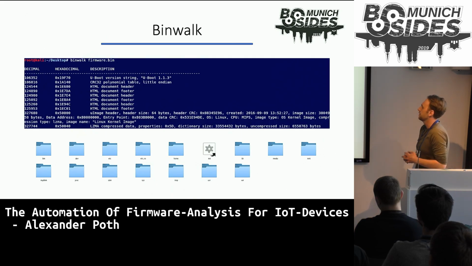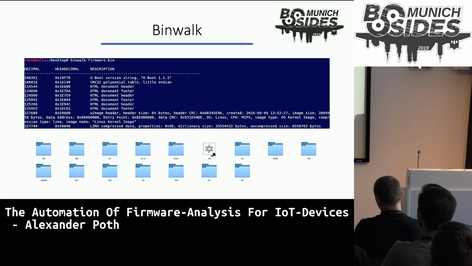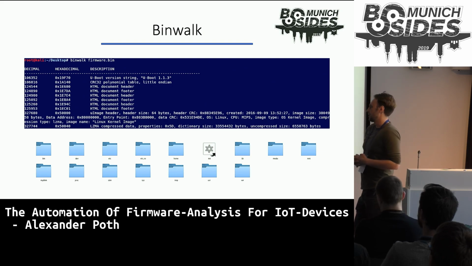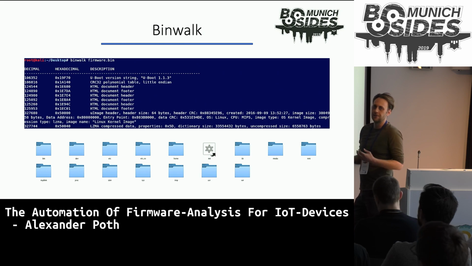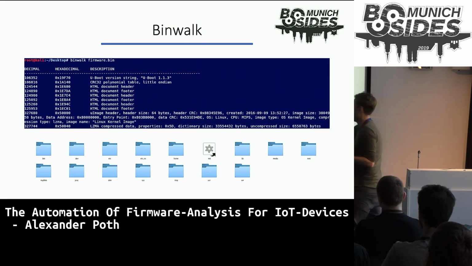So in this example, I did a binwalk on a real router firmware. I think it was a TP-Link router firmware. And as you can see, Binwalk was able to find our U-bootloader. It was able to find our U image, which is our Linux kernel, and it found some LZMA compressed data, which is our Linux file system. And it was also able to extract our Linux file system out of the image.